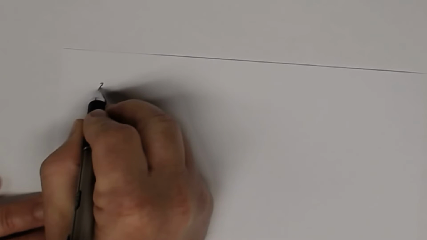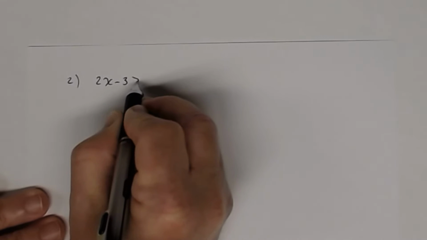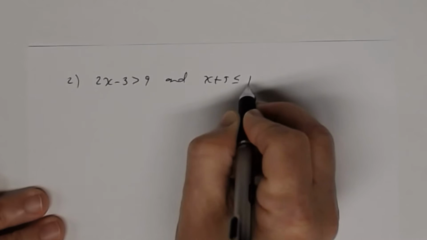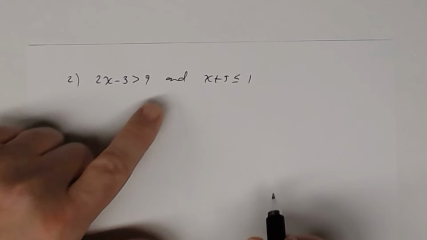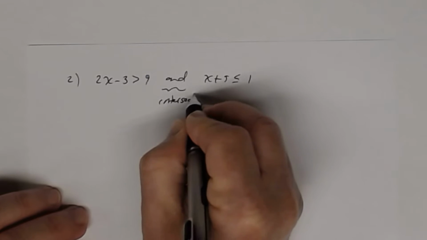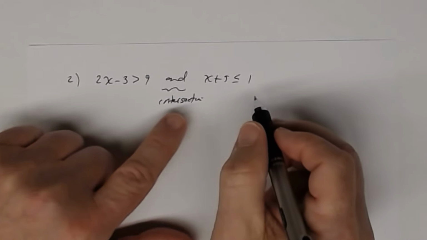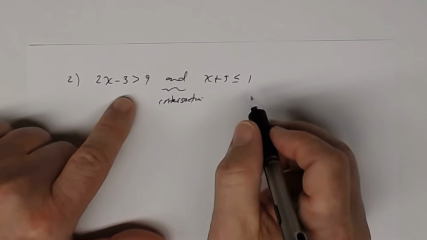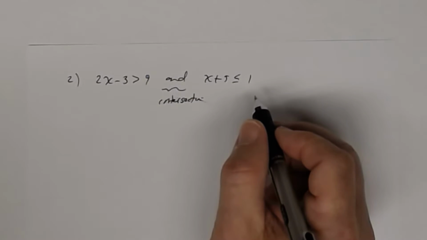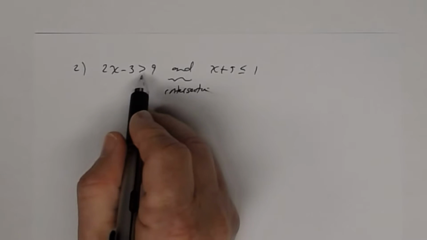So number 2, I have 2x minus 3 is greater than 9, and x plus 5 is less than or equal to 1. Remember, an and statement is the intersection. If you're looking for the intersection of those two graphs, you've got to find the solution to each one individually. You're trying to find what real numbers for x will make these two inequalities true at the same time, since that's an and statement. So let's solve each one individually.